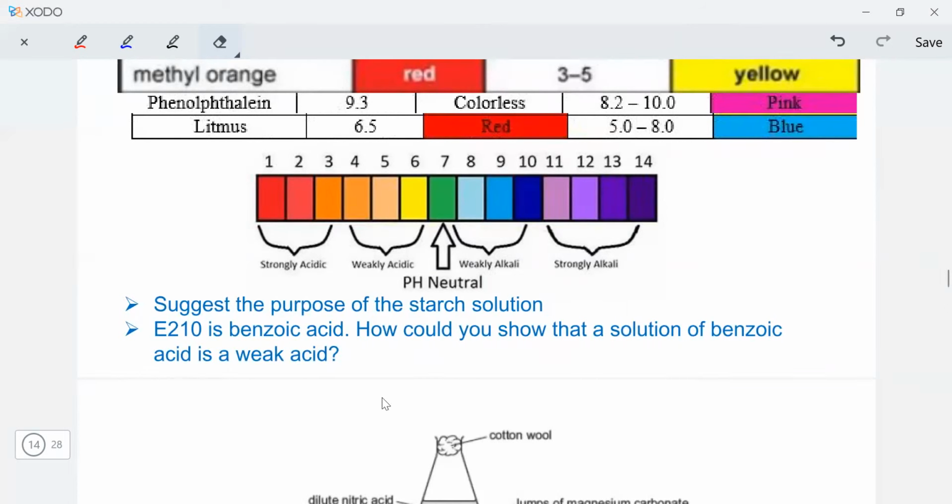Suggest a purpose of using starch in a solution. Whenever you see starch, starch is used as an indicator.